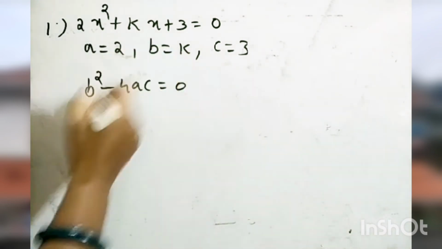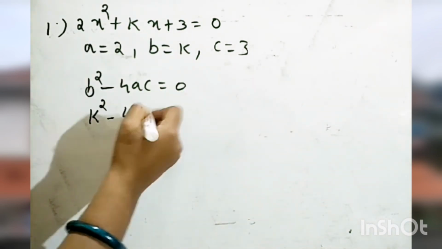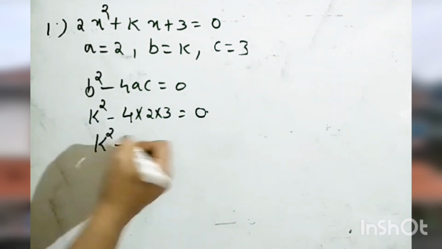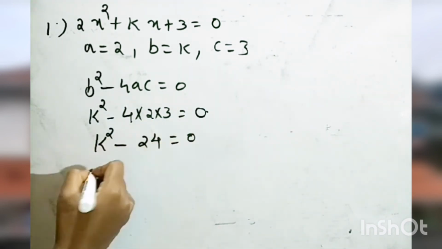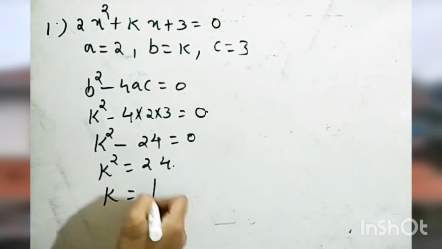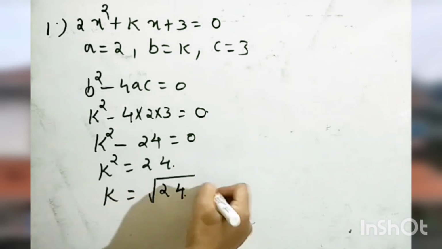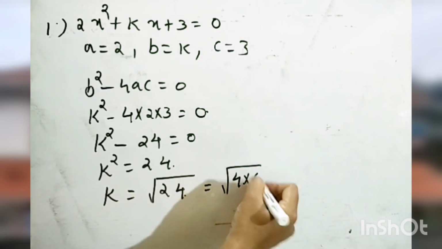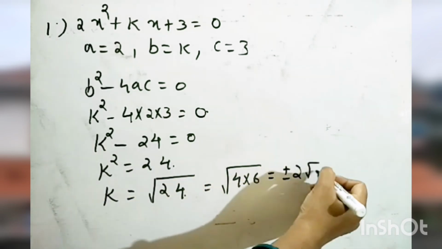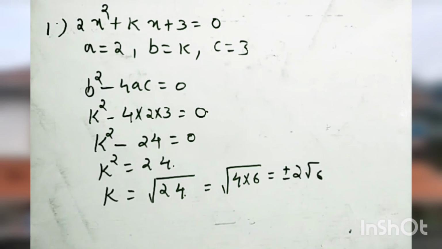Since it has two equal real roots, b square minus 4ac is equal to 0. That is k square minus 4 into 2 into 3 equal to 0. That is k square minus 24 is equal to 0, and k square is equal to 24. So k is equal to plus or minus square root 24, which we can write as square root of 4 into 6, that is plus or minus 2 root 6. Hence the required values of k are 2 root 6 and minus 2 root 6.